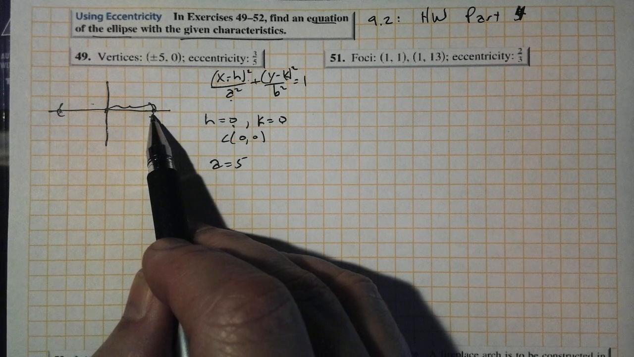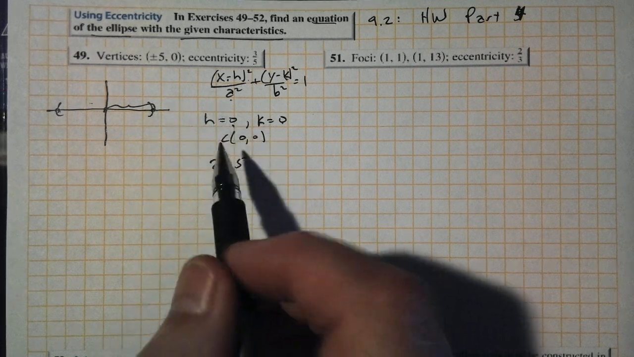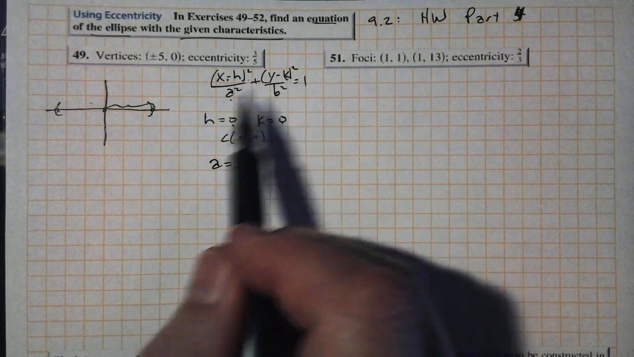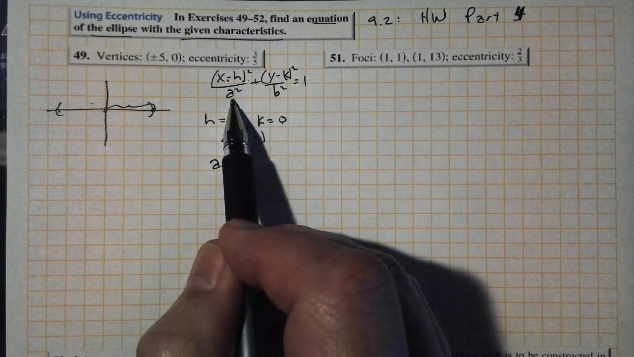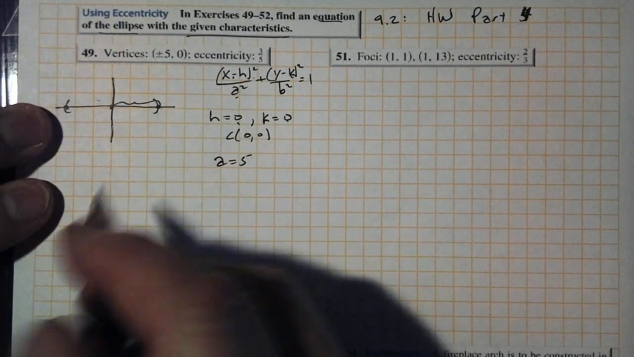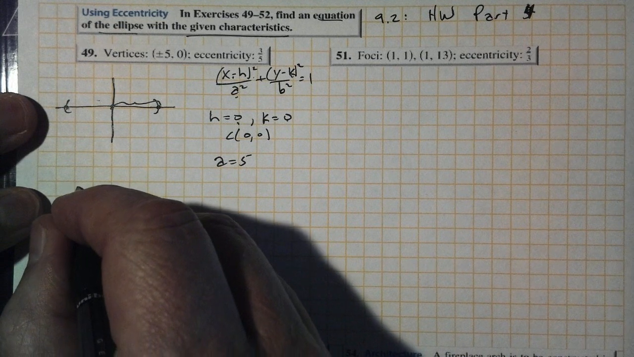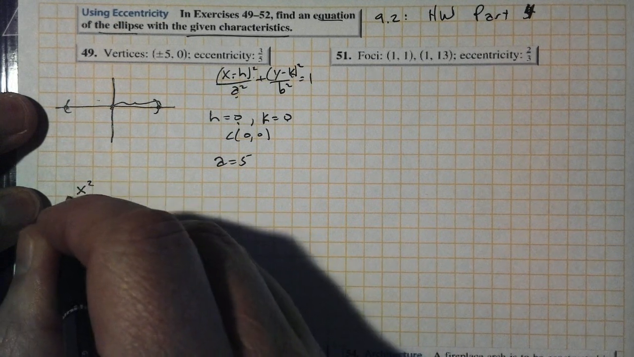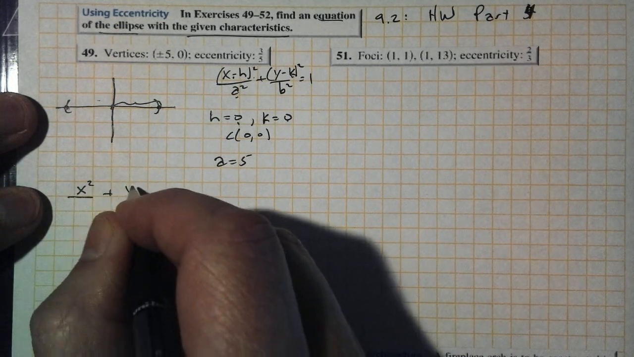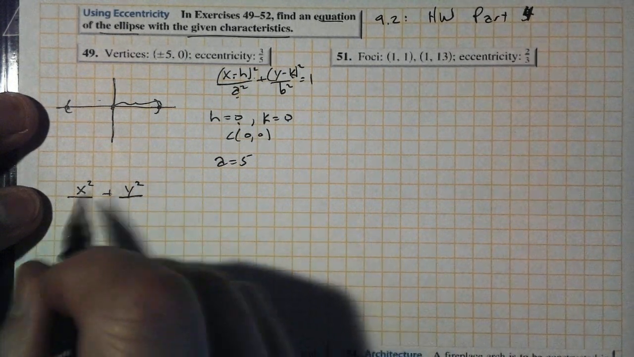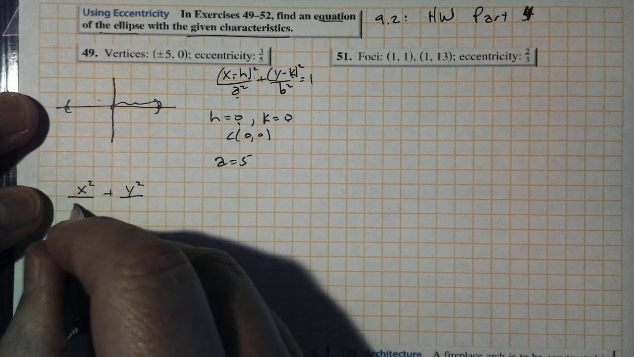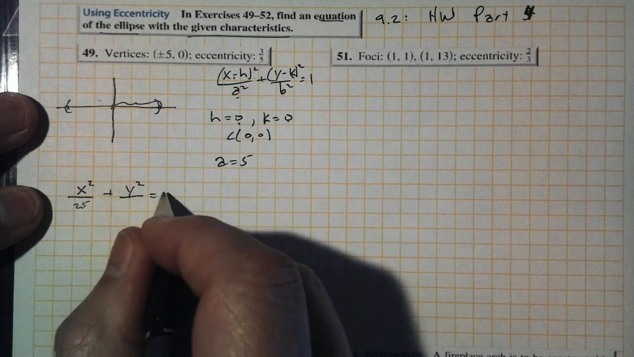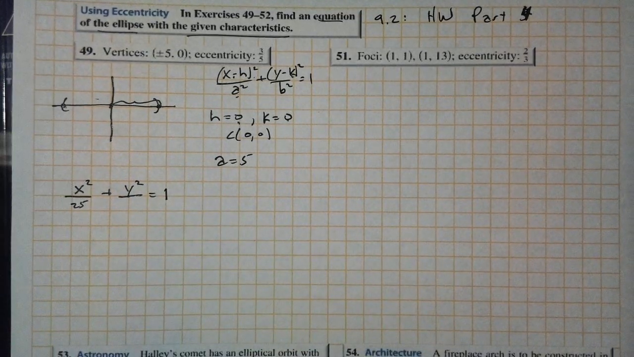They're on the major axis. So they've given us h, they've given us k, they've given us a, and they tell us that a goes under here. Just from getting the vertices, I know this. We have (x minus 0) squared over, plus (y minus 0) squared over. A is 5 and it's underneath x, so 25, equals 1. All I need is b.